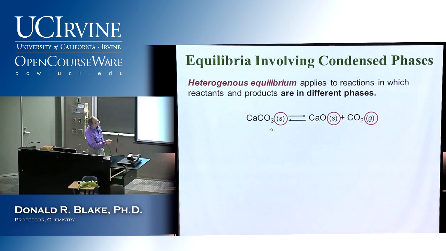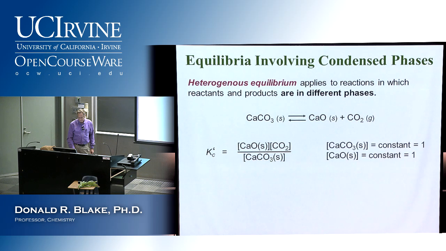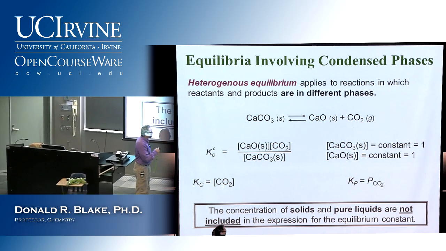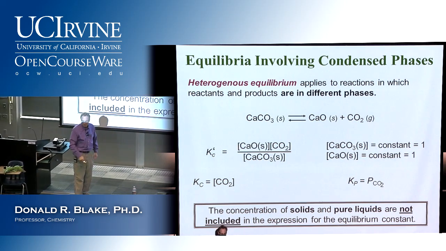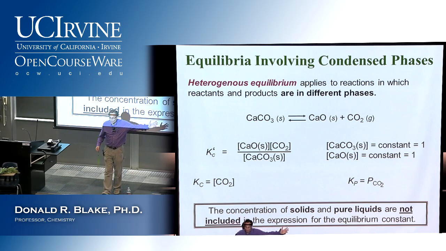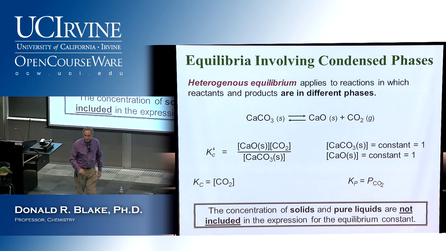So once again, this is sort of the same thing. Solid, solid, gas. K sub C here would equal the molar concentration of CO2, and K sub P would equal the pressure of CO2. So they are different. Why? What is delta n up here? 1 take away 0, so it's 1. So K sub P has to be different from K sub C, unless there had been a gas on this side. If there had been, it would have been 1 minus 1, which is 0, and then K sub P would equal K sub C.